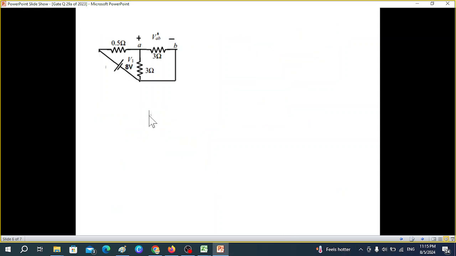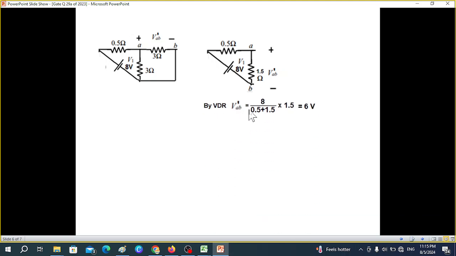Let's go to the next page. I'm calling it VAB dash because of one source, V1. Now these two are in parallel, you can see. So solving, it will become 1.5, 3 parallel 3, 1.5 ohm. And now we can easily apply VDR to find the voltage VAB dash. VAB dash is 8 divided by these two resistances multiplied by 1.5, so 6 volt.